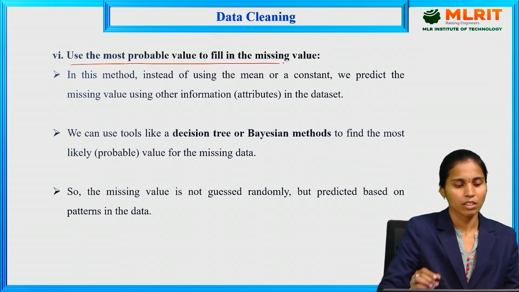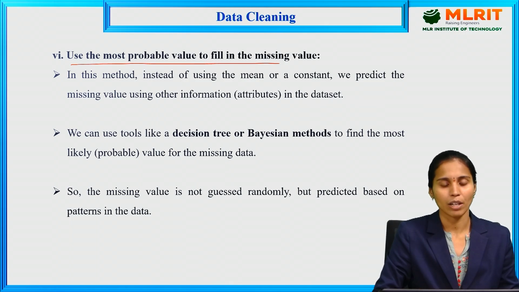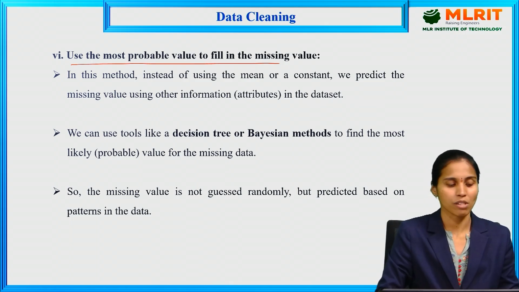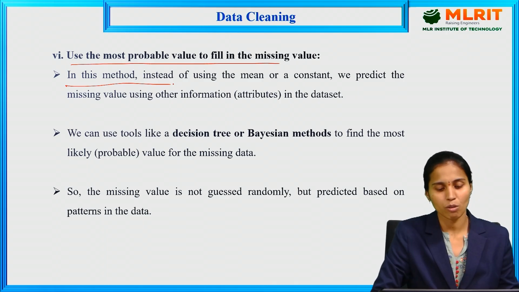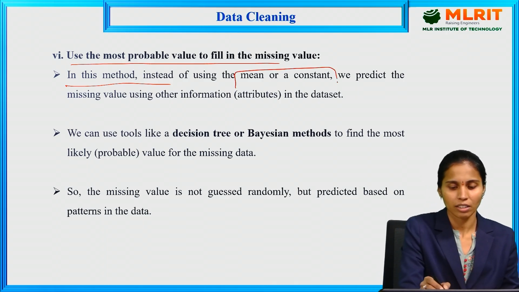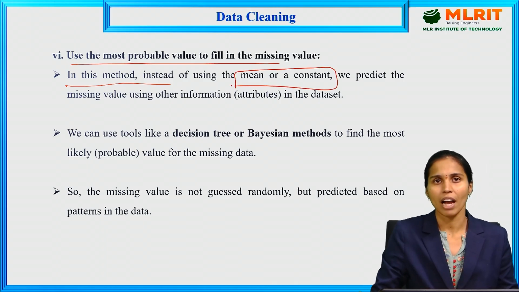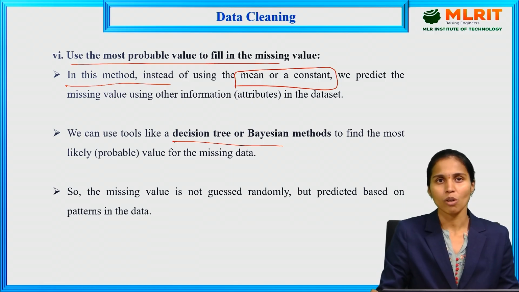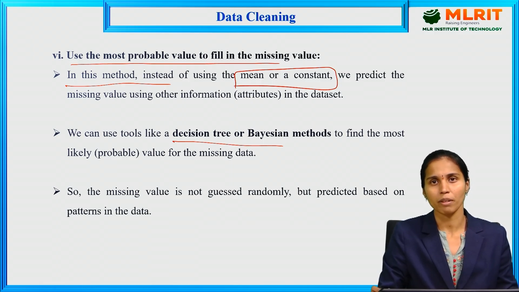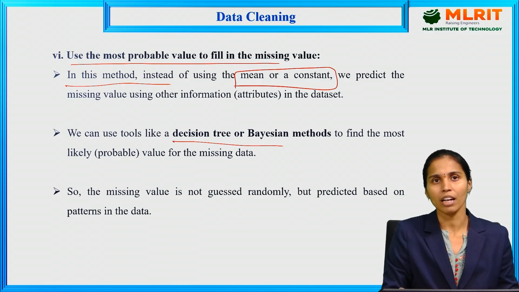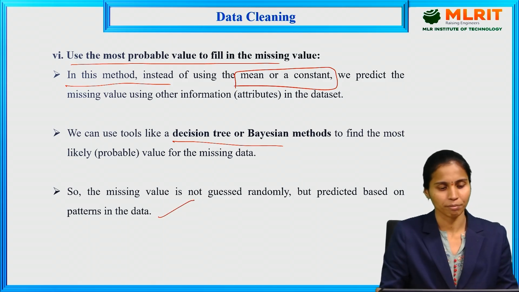The sixth one is to use the most probable value to fill in the missing values. In this method, instead of using the mean or a constant, we predict the missing value using other attributes in the data set. We can use tools like decision tree or Bayesian belief network or Bayesian methods to find the most probable value for the missing data. So the missing value is not guessed randomly but predicted based on the patterns in the data.